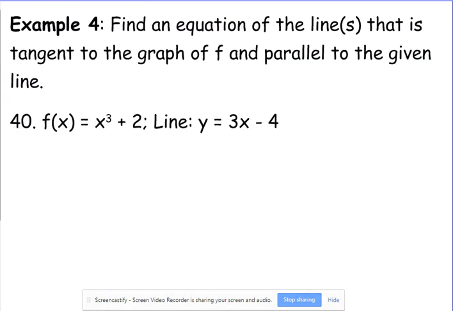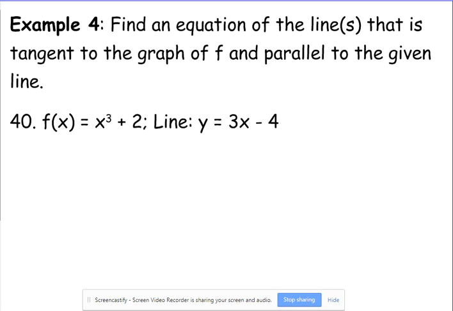Okay, here's one more tangent line problem that I've seen them ask before. We need to find the equation of the line or lines that are tangent to the graph of f. When we see tangent to the graph, we should be thinking derivative, and parallel to the given line. Anytime we've been asked to write a tangent line, we've been given an x value. But they didn't give us an x value here. We're told that it's parallel to this line. So we're going to have to twist our thinking just a little bit.